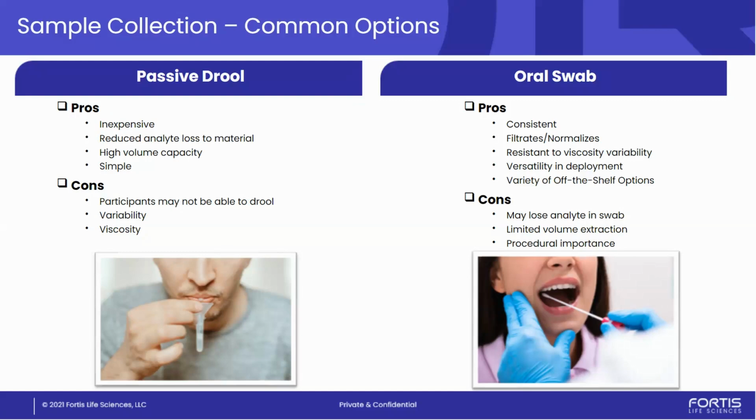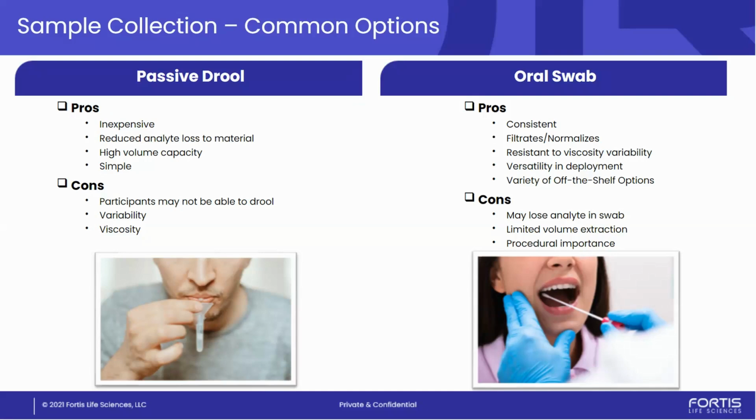This is because there's a level of filtration involved, whereas there's none in passive drool. There's quite a bit, depending on the material, the bed volume of that swab, and the duration, of sample normalization and filtration you can get. It's resistant to viscosity variability, because it's a filter, it's waiting for a specific bed volume of that liquid phase. Some of these saliva collections have indicators on them once a certain bed volume has been hit, so you can have more of a fixed volume for collection. And there are a lot of options for this. The OTC landscape is very broad.